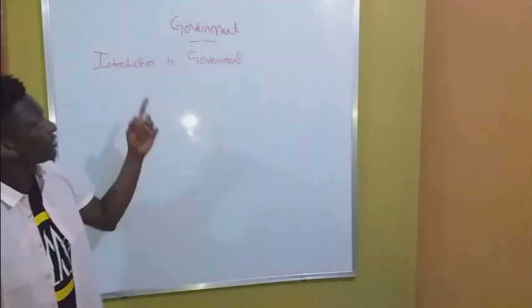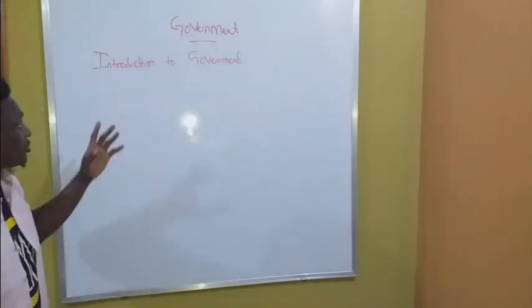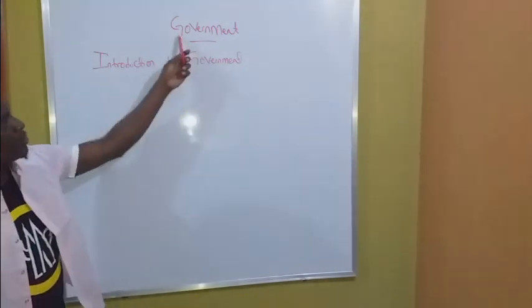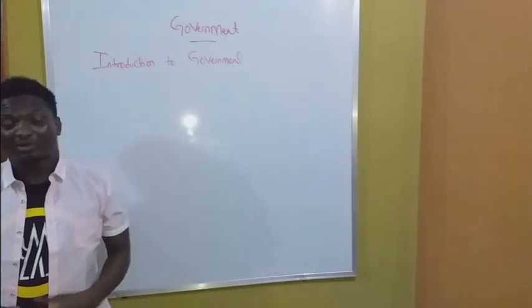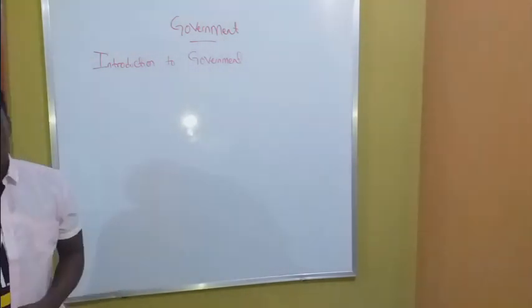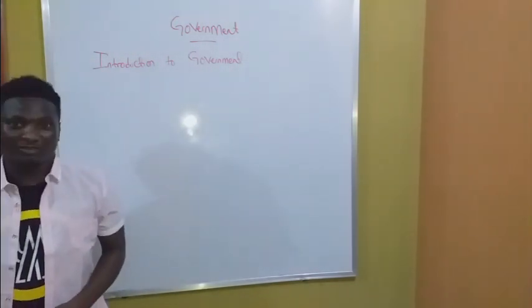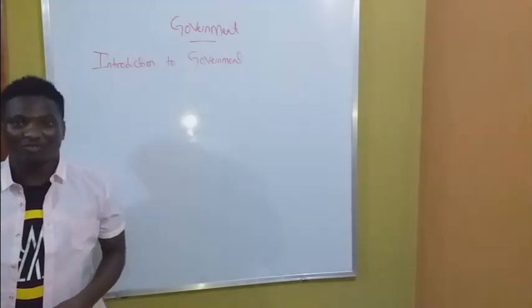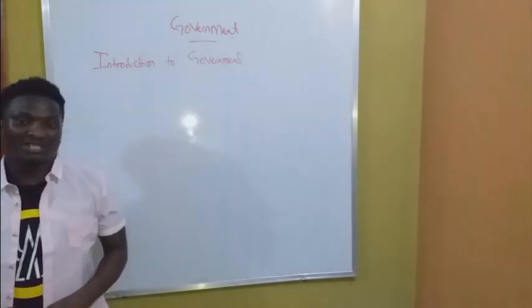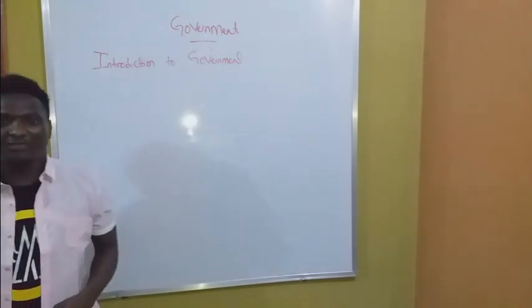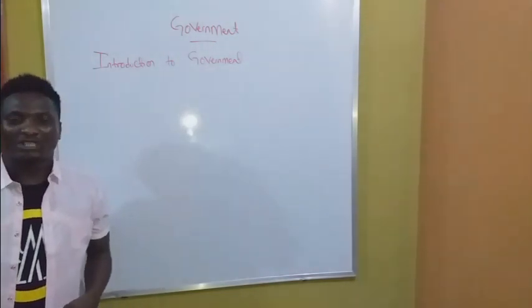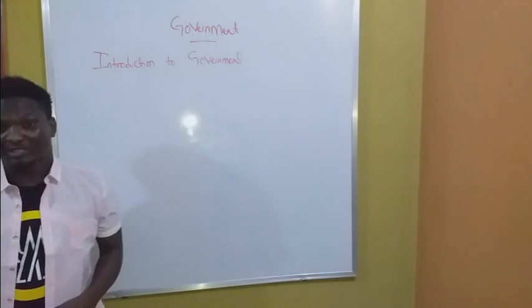So we're dealing with government, and the topic is introduction to government. The word government is not a strange word. It's actually very common, especially in Nigeria where everything we do is blamed on government. Bad road, government. No power supply, government. Lack of basic infrastructure, government. So the question is, if government is at the center of all our problems, then what exactly is the importance of government and why does it exist?